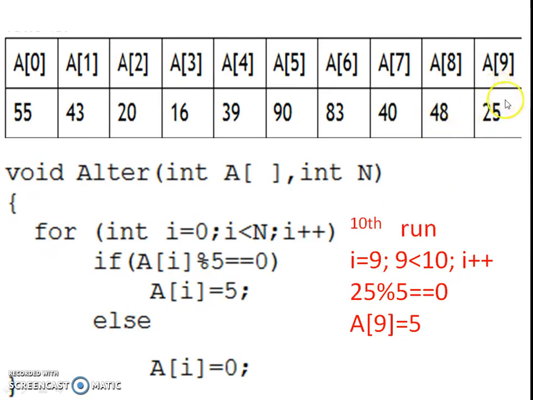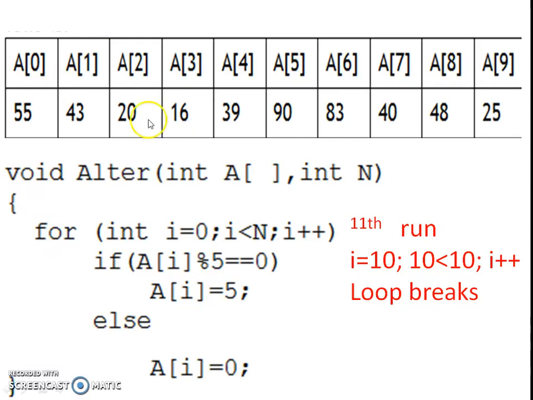So in the tenth run, for the last element, i's value is 9. 9 is less than 10 is also true. So 25 modulus 5 is 0. The condition is true again. So the compiler will enter here and in a of 9, where 25 was stored, 5 will be stored there. Now again the value of the loop variable, 9 in our case, will be incremented by 1 and it becomes 10. Now in our 11th run, i is equal to 10 and the test condition is 10 less than 10.